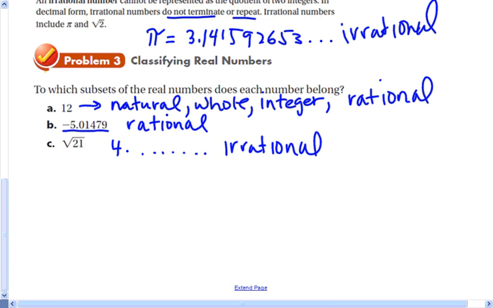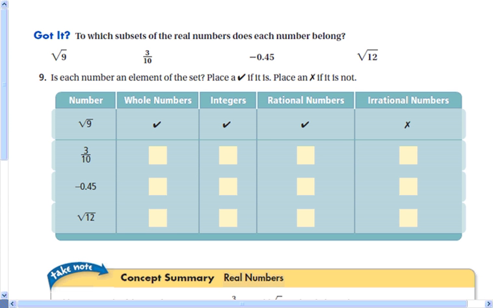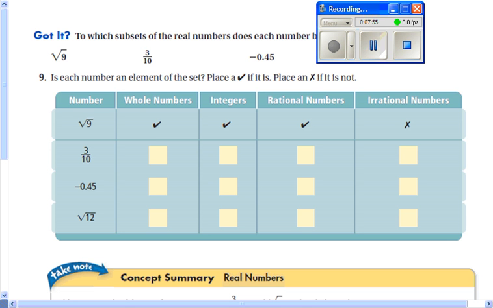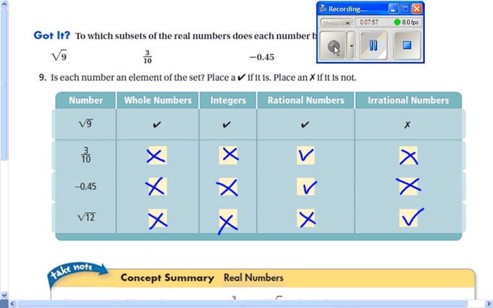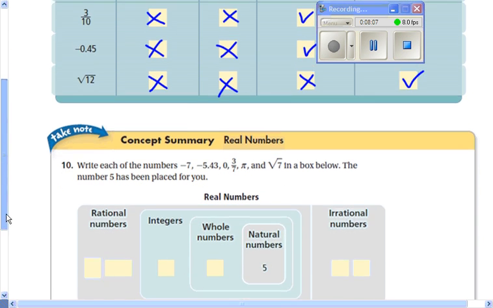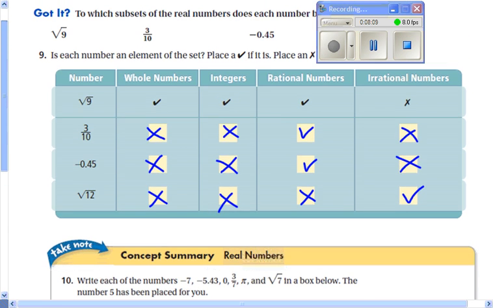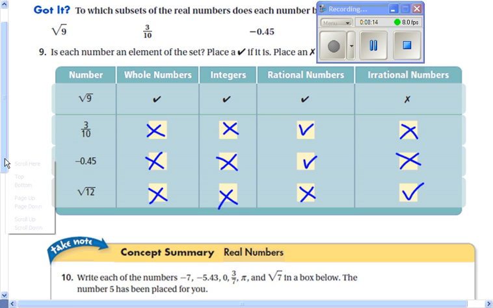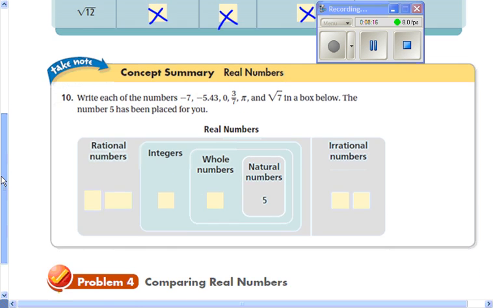All right, I'll let you try and classify some. Go ahead and fill in this box. I'll pause. You can check back with your answer. All right, how'd you do? Square root of 12 is irrational, I hope you tried that on your calculator to check that out. And other than that, the other ones are all, if they're not irrational, then they're rational. If they're not rational, then they're irrational.